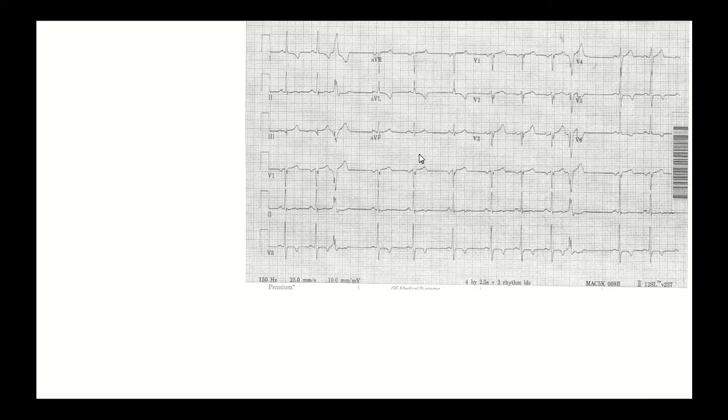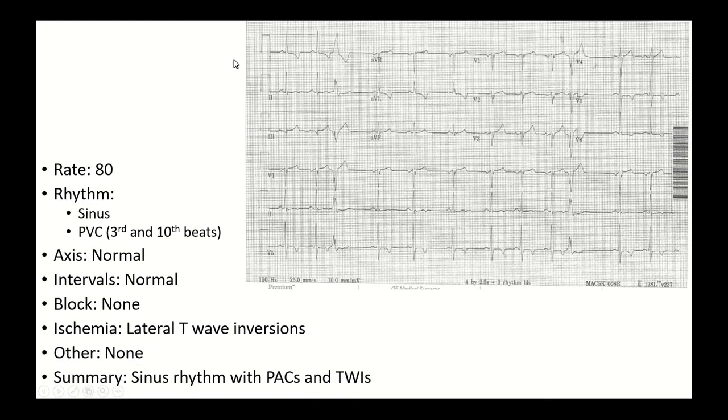Ischemic changes, you do have some T inversions. Where do we see those? Lead 1, aVL, V5, V6. So I would classify those as lateral. So lateral T inversions. And that's really all that we've got going on here. We've got a heart rate that's somewhere in the 70 to 80 range, sinus rhythm, PVCs, and some lateral T inversions.